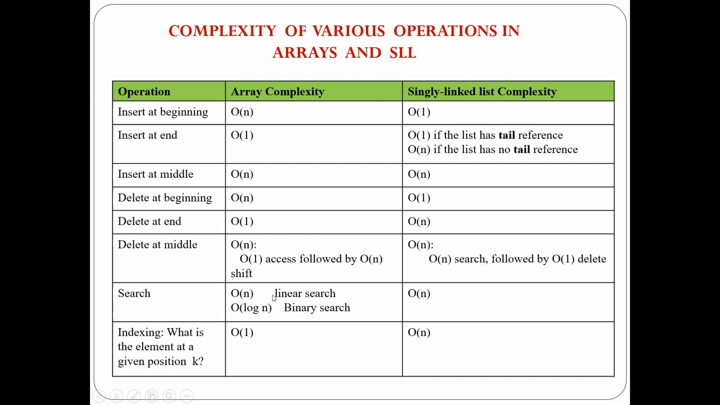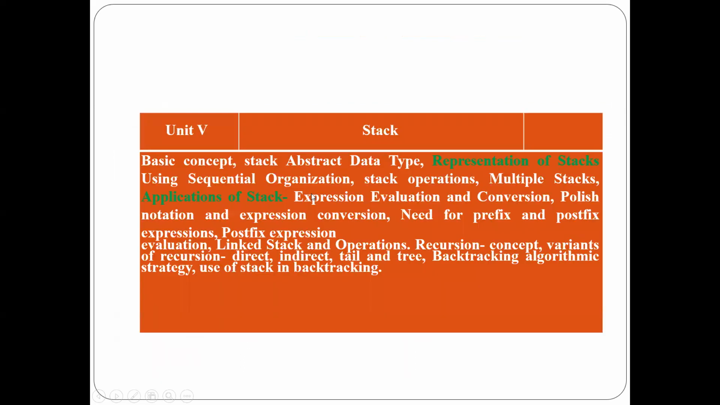For searching, now in the array, for linear search and binary search, the time complexity is different. For linear search, it will come like big O of n, and for binary search, it is coming like big O of log n there. But always in case of the single linked list, it's big O of n due to the sequential access. And related to indexing, what is the element at a given position? If we want to find that, it is big O of 1 because random access is possible. And here big O of n because sequential access is there. So remember this chart very carefully.